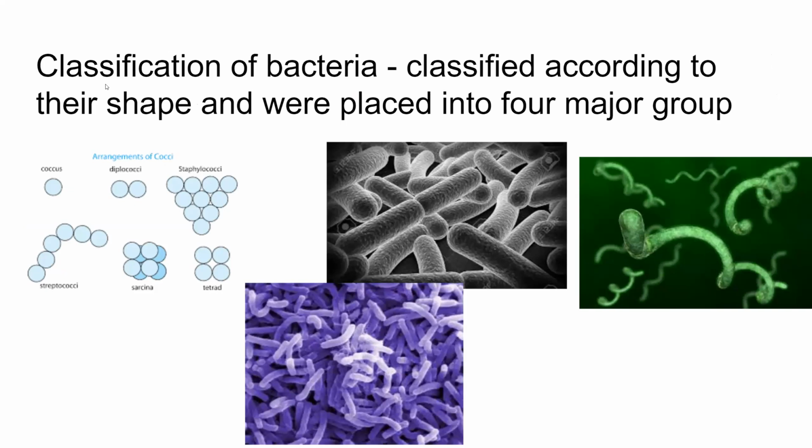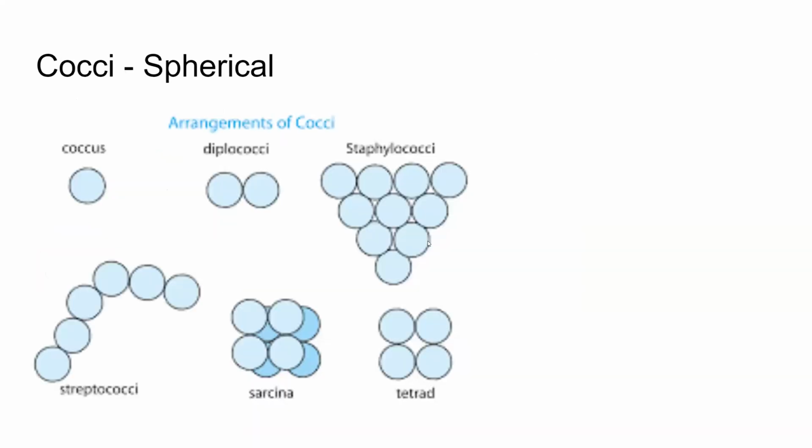Bacteria can be classified according to their shape. They're not all the same shape. There are lots of different types of bacteria, and they have one of these shapes. The first one is cocci, which basically means spherical. They're spherical in shape, as we can see. Coccus is singular. Diplococci is 2, Staphylococci is a group of them, Streptococci is a chain, Sarcina is a group again, and then Tetrad is 4. It's basically a cubed version of that, so 8 overall.